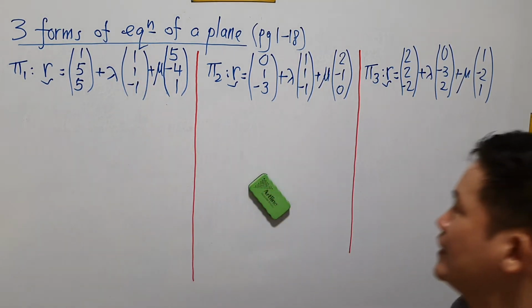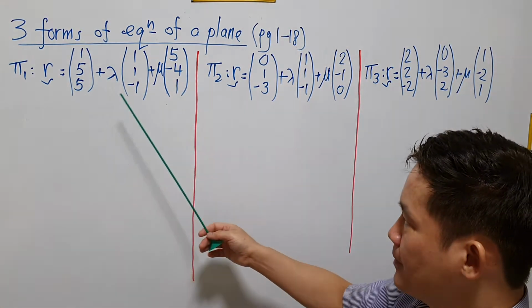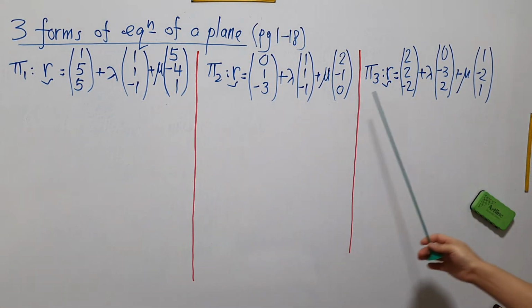Okay, right. So these are the three forms. These are the three equations of the three planes. As you already know, there are altogether three forms of equation of a plane. The form that you are already familiar with from examples that we have done previously is called the parametric form. So you have pi 1 in the parametric form, pi 2 in the parametric form, and pi 3 in the parametric form.